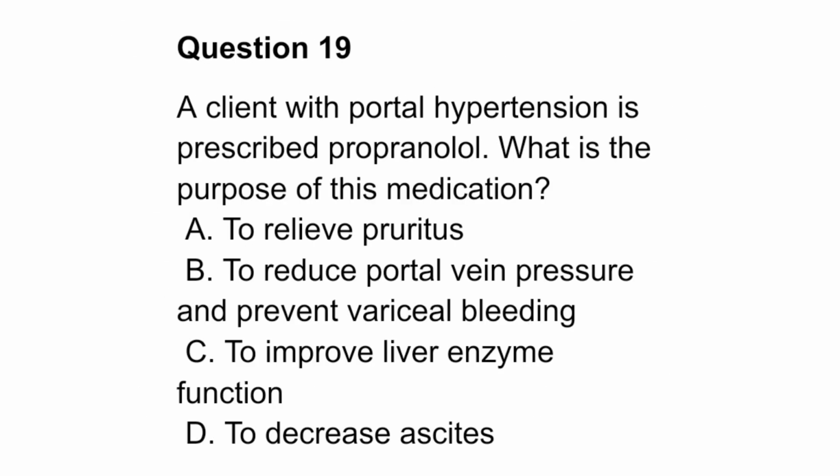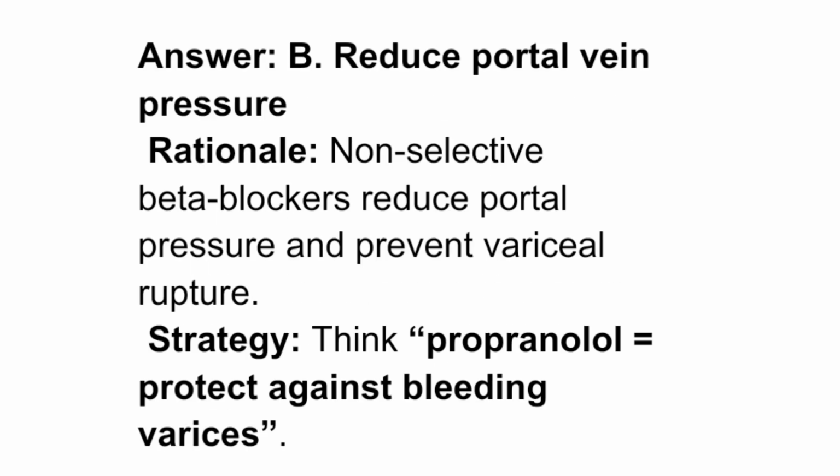Question 19. A client with portal hypertension is prescribed propranolol. What is the purpose of this medication? A. To relieve pruritus. B. To reduce portal vein pressure and prevent variceal bleeding. C. To improve liver enzyme function. D. To decrease ascites. Answer: B.